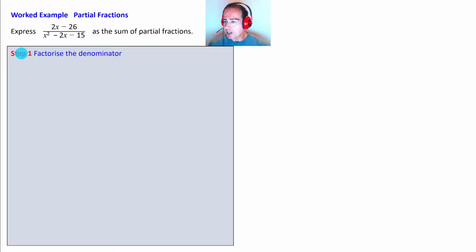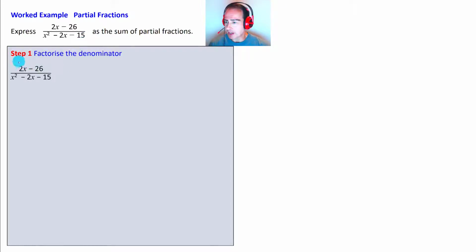The first step is to factorize the denominator of the rational expression. Now our denominator here is a quadratic expression and it does factorize by inspection quite easily. Sometimes it might be a cubic expression or even a higher order polynomial. But the first task is always the same, and that is to express the denominator as the product of its factors.